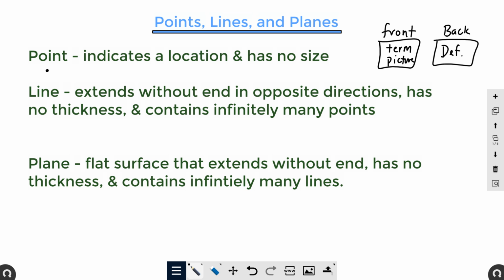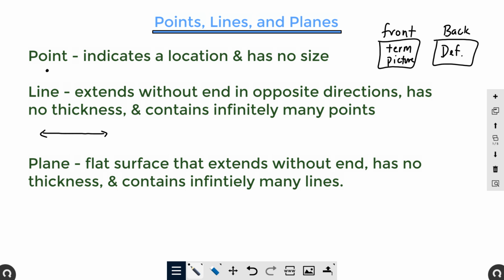Now, line is another one. Does anybody know what a line looks like? Pretty much straight, but it has arrows on both ends. So on the front of your index card, write line and draw that line with arrows on both ends. Okay? It has to have arrows on both ends. If not, it's considered something different. And that's like the definition.